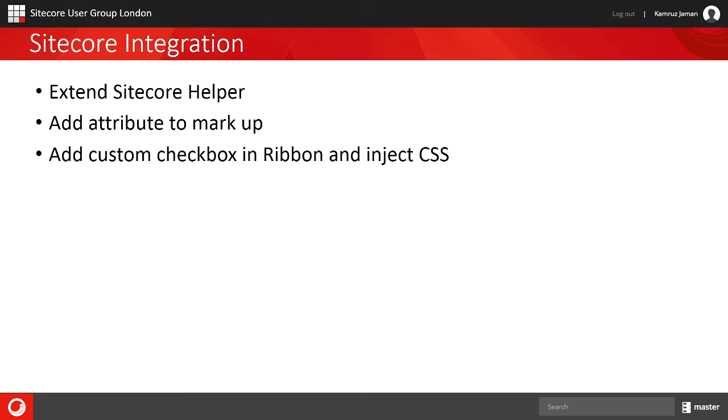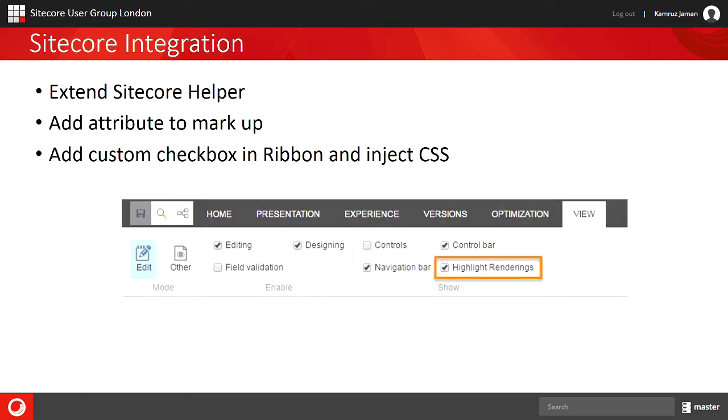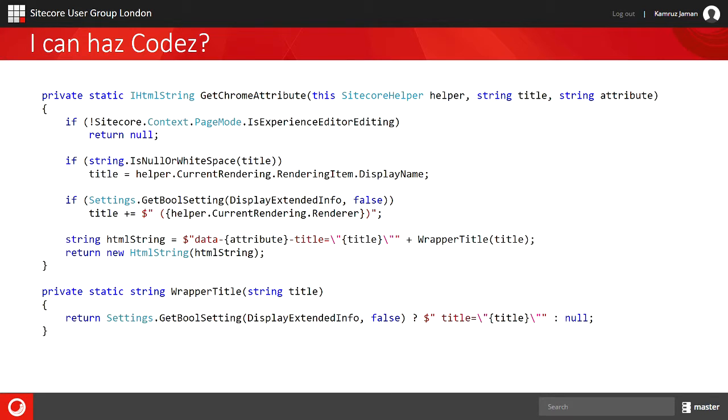What we did, we used MVC, luckily at least. We went through various iterations of this, and we ended up extending the Sitecore HTML helper. The idea was just to add some additional attributes to our markup, and then we style based on that. As we did more work on this, we found we could add a little checkbox in the ribbon as well to hide and show these renderings. So you still get that WYSIWYG look and feel, and you still get the other benefits as well.